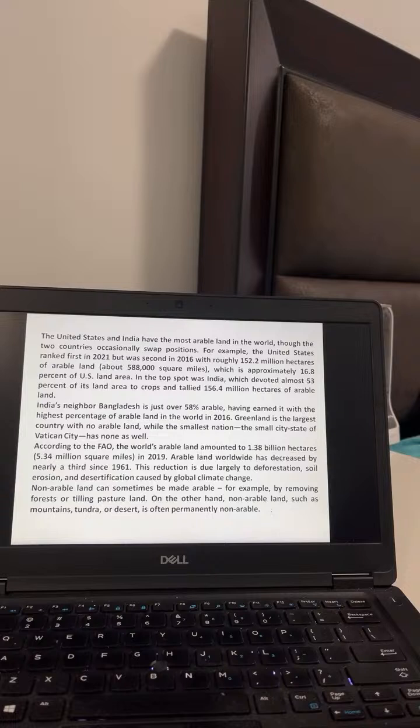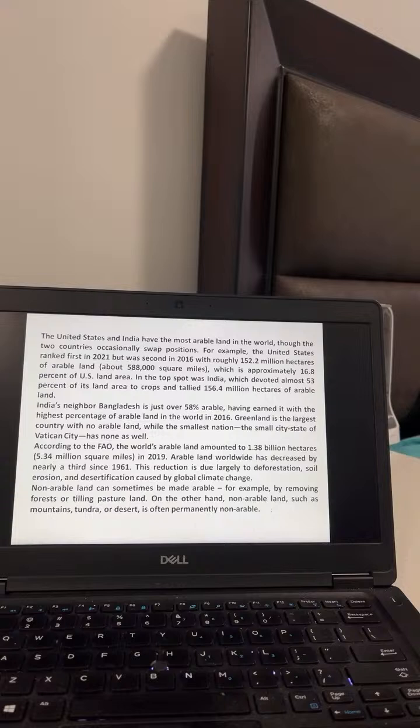India's neighbor Bangladesh is just over 58% arable, having earned it the highest percentage of arable land in the world in 2016. Greenland is the largest country with no arable land, while the smallest nation, the small city state of Vatican City, has none as well.